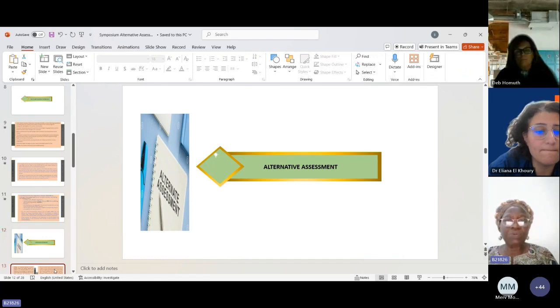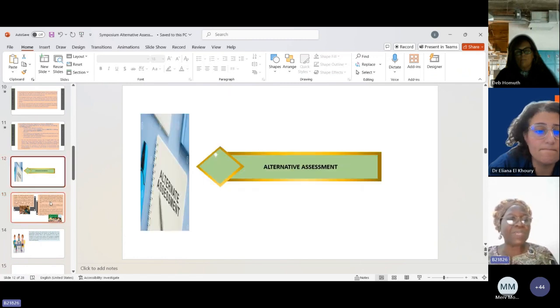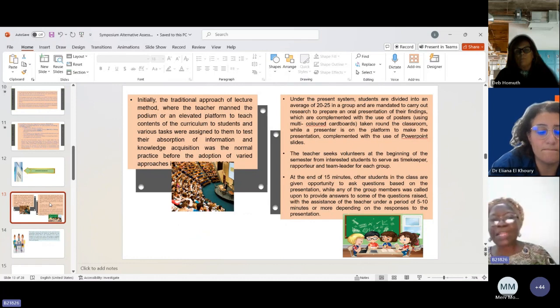So what method of alternative assessment do we engage in? By the time I joined the university, they were teaching in the traditional way. The lecturer stays in front of the class and then conducts the classes. But we discovered that this was not effective enough. So what did we do?